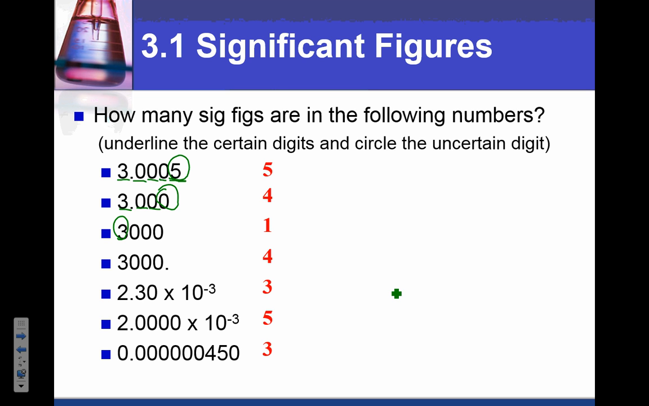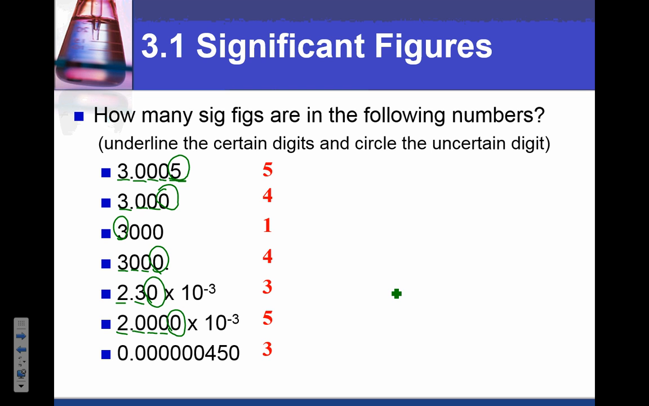Now the next one, we have a decimal, so those zeros count. So this one, and this one would be our certain digits, and that one would be our estimated digit for a total of 4 sig figs. Next one, the 2 and the 3 are certain. That last 0 is my last significant digit. That's where my uncertain digit is. The next one, all those zeros count because there's a decimal shown, so that means the first 3 zeros and the 2 are all our certain digits, and our last significant digit would be the last 0.